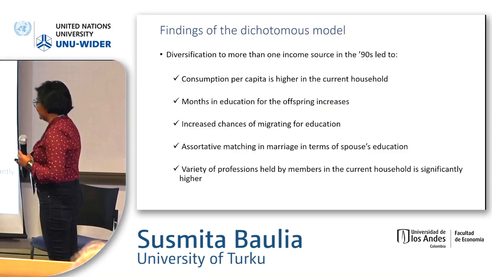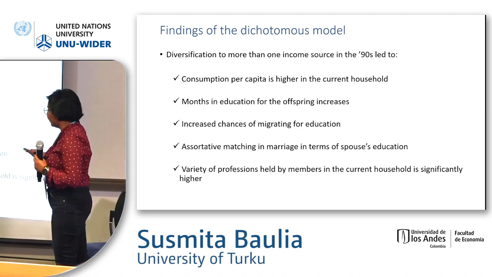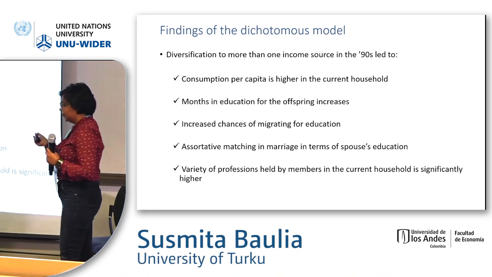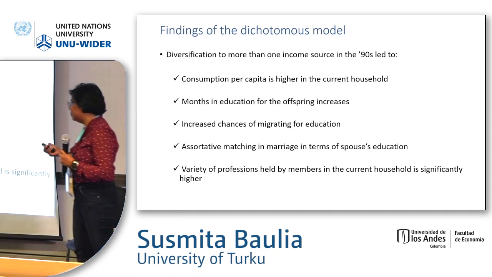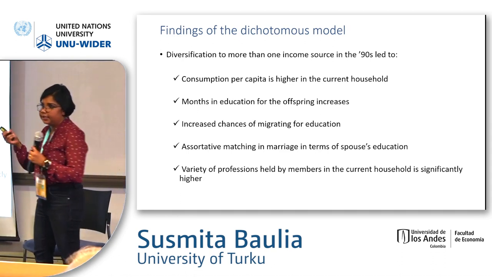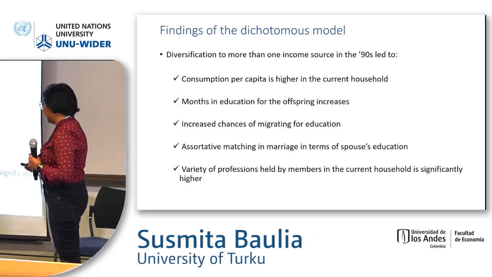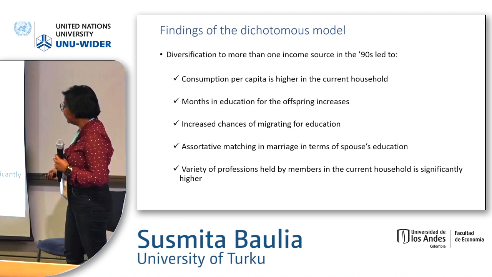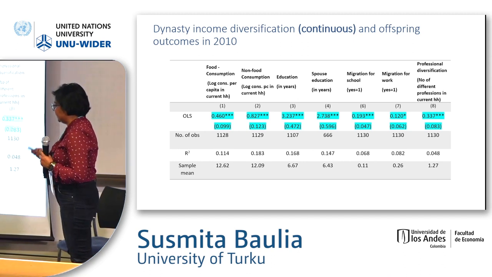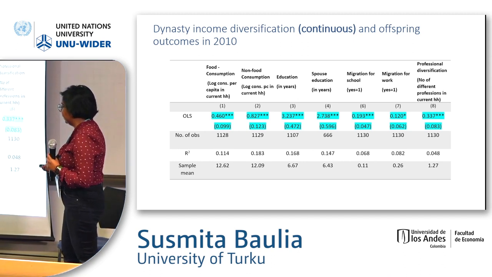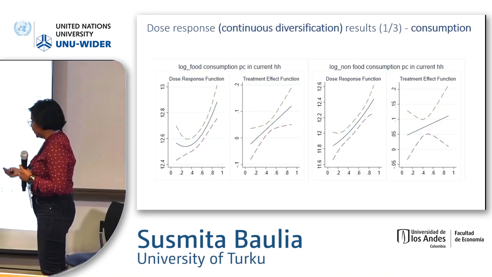And so this is just the summary that we see more or less positive outcomes in all the outcome variables we look at. Just to mention that we see a bit of a hint of associative matching in marriage, because the spouse's education is kind of correlated with the education level of the individual as well. And then in the continuous setting as well, we see positive and statistically significant outcomes in almost all the variables. And this is the final, these dose response functions.